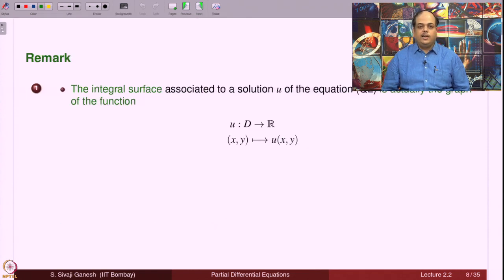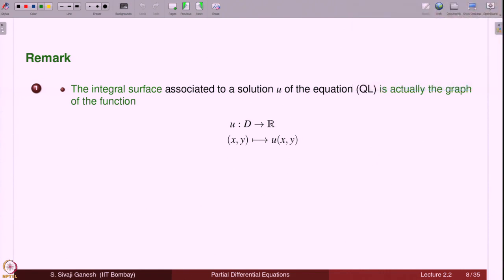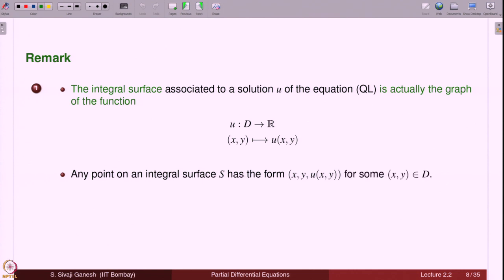The integral surface associated to a solution of the quasi-linear equation is actually the graph of the function. We are saying the set of all x, y, z such that z equal to u of x, y just means the third coordinate is a function of the first two coordinates, which means it is a graph of the function u. And any point on the integral surface looks like x, y, u of x, y for some x, y in D. Therefore, this map x, y going to x, y, u of x, y is 1-1. A graph is always 1-1.